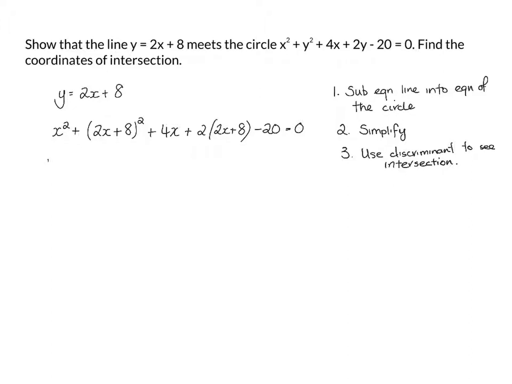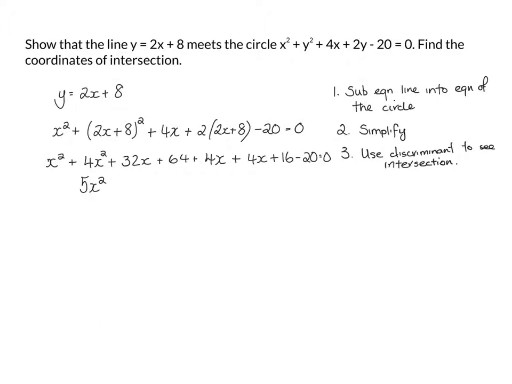If we simplify this, we have x squared plus, squaring this bracket, 4x squared plus 16x plus 16x, which is 32x, and then 8 times 8, which is 64, plus 4x plus another 4x plus 16 minus 20 equals 0. Then we can collect our like terms. So we have 5x squared.